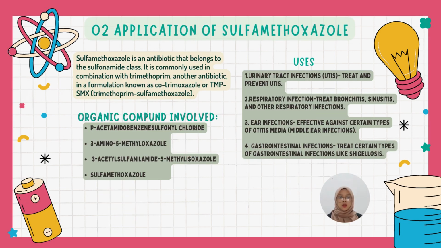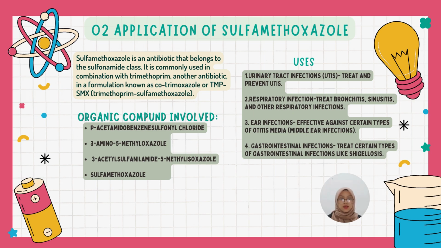Next is the application of sulfamethoxazole. What is sulfamethoxazole? Sulfamethoxazole is an antibiotic that belongs to the sulfonamide class. It is commonly used in combination with trimethoprim, another antibiotic, in a formulation known as co-trimoxazole, or TMP-SMX, trimethoprim-sulfamethoxazole. What are the uses of sulfamethoxazole?